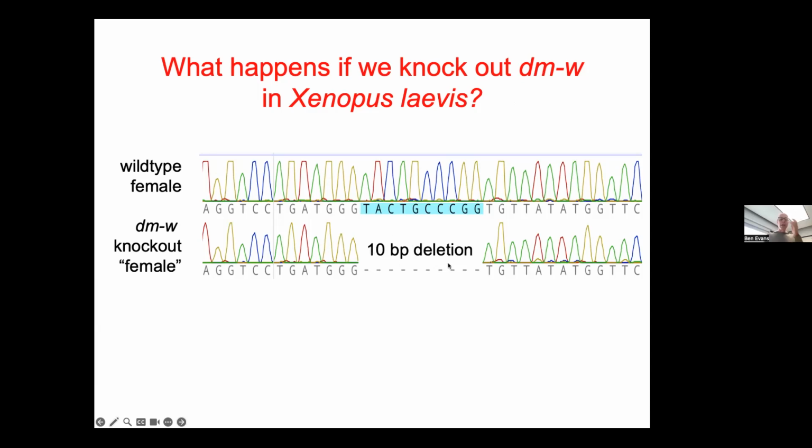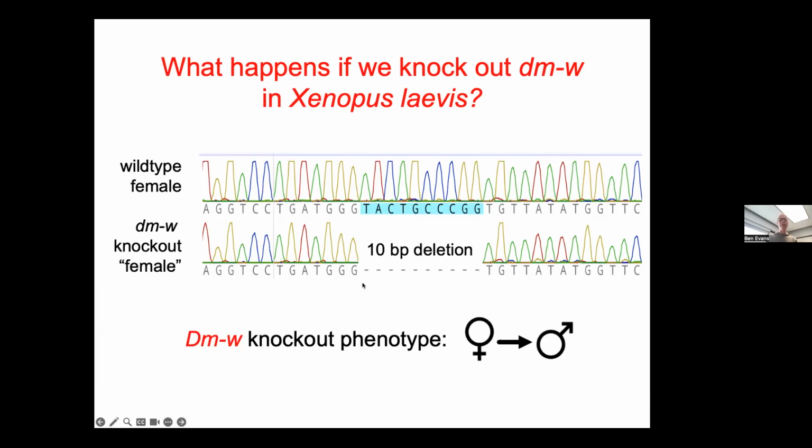So we introduced a 10 base pair deletion right after the start codon, and so this causes a frameshift mutation and basically a knockout of DMW. And in these individuals, we get a complete female to male sex reversal. So they're genetically female, but they have an inactive version of DMW, and they develop into phenotypic males. So completely normal, fertile phenotypic males that amplex with other females.